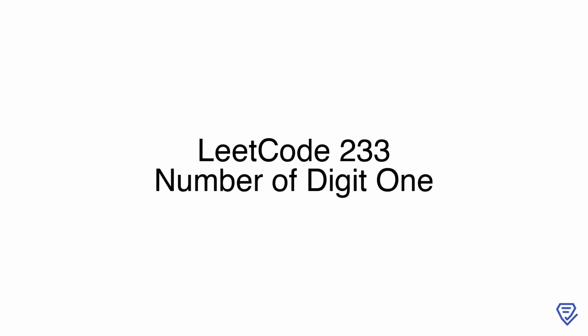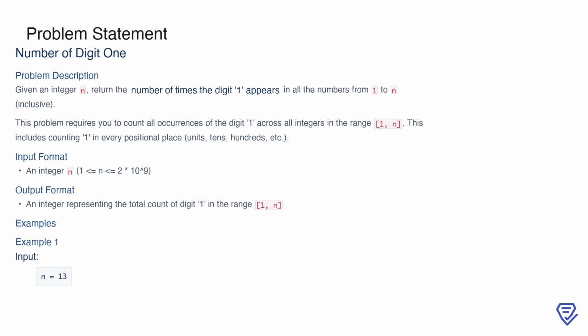Let's get started. In this problem, we are tasked with counting how many times the digit 1 appears across all numbers from 1 to a given integer n, inclusive. This means we need to consider every occurrence of 1, whether it's in the units place, tens place, hundreds place, or any other position. For example, if n is 13, we would count the 1 in numbers like 1, 10, 11, 12, and 13. The input is a single integer, n, which can range from 1 to 2 billion. The output will be a single integer representing the total number of times the digit 1 appears in this range.